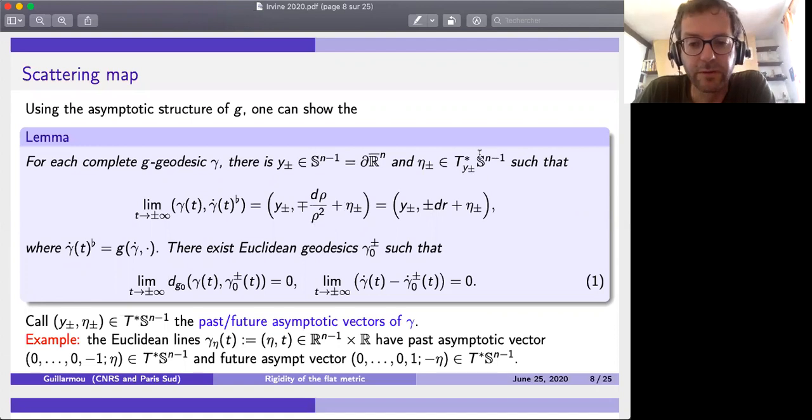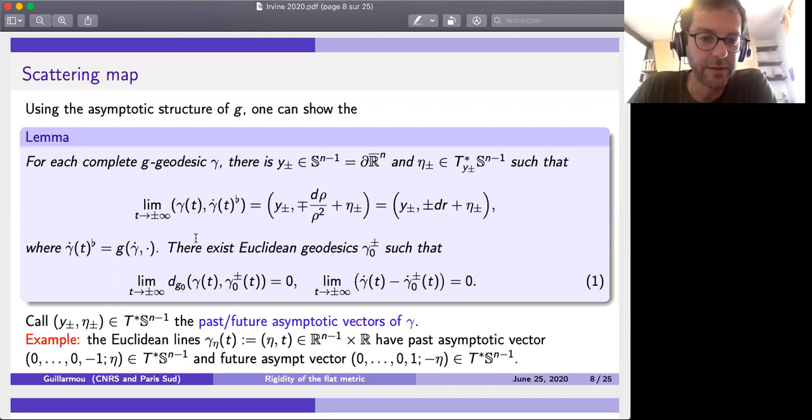which you can view as a cotangent vector to the sphere. So this pair y plus and eta plus, or y minus and eta minus, are cotangent vectors on the sphere. So I will call these pairs, y plus, y minus, eta plus, eta minus, the past and future asymptotic vectors of gamma.